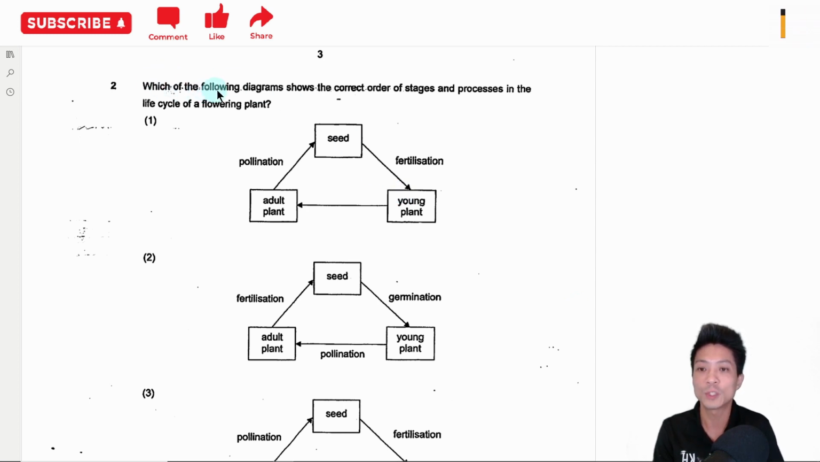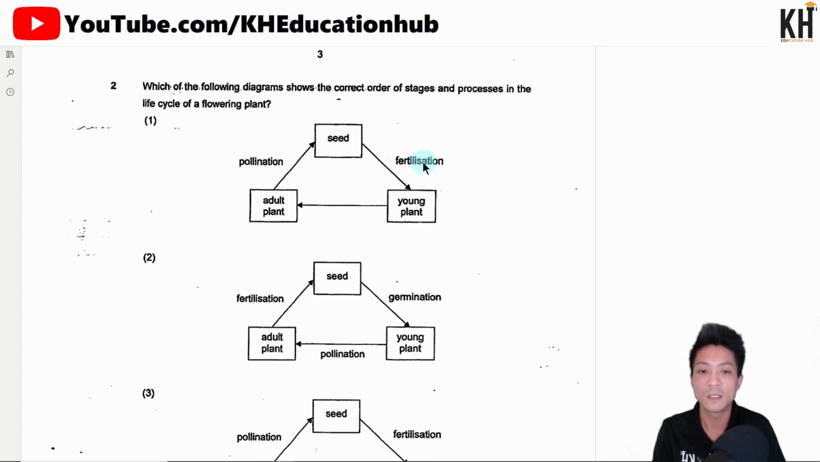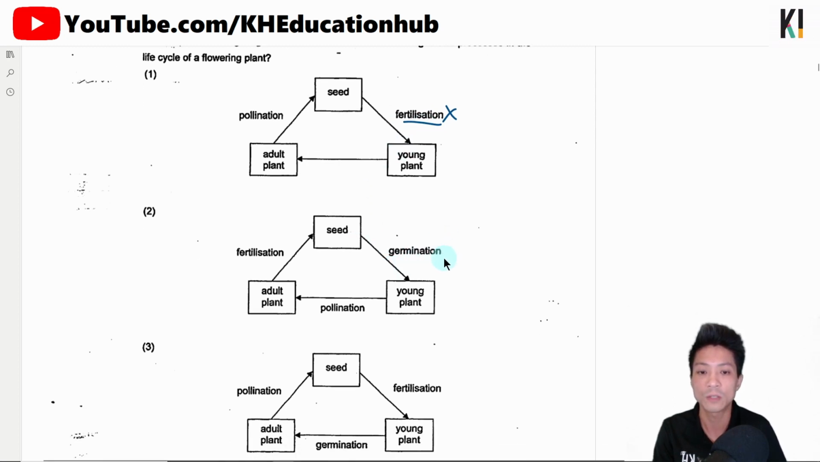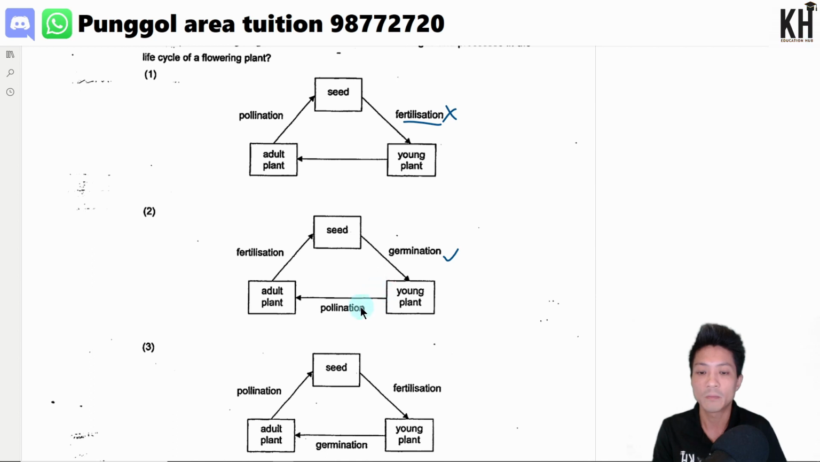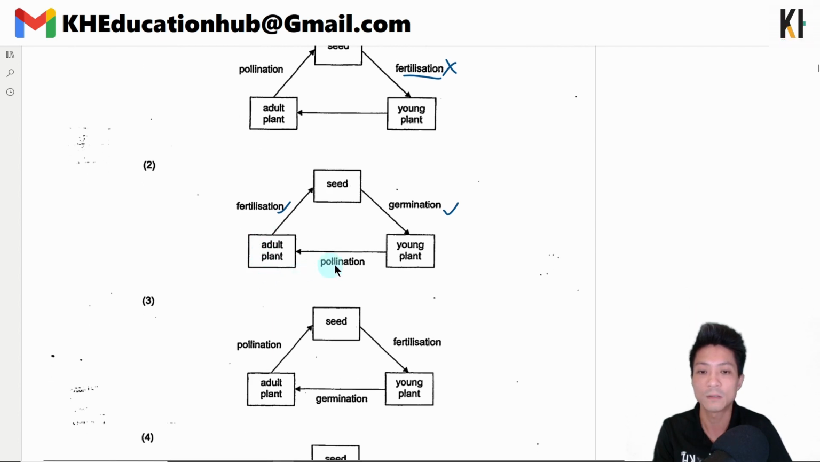Question 2. Which of the following diagrams shows the correct order of stages and processes in the life cycle of a flowering plant? Let's check number 1. Seed and fertilization. Fertilization is probably wrong. Seed, germination, okay. Pollination, okay, fertilization, yes. Usually pollination occurs during the adult plant, because the adult plant will produce flowers. But let's check the rest first.